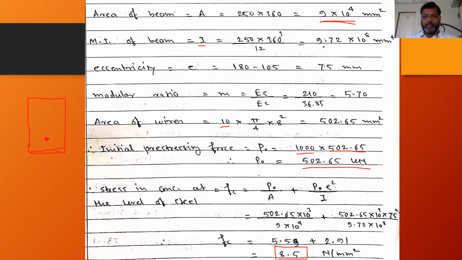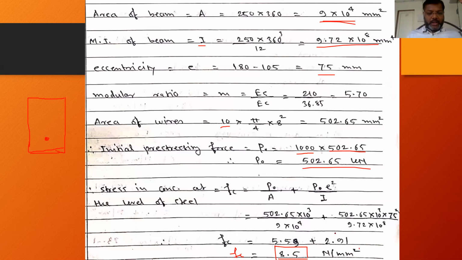Value of moment of inertia is also calculated. So put all these values in this equation so that we'll be able to find out the value of Fc. Okay, so this Fc comes to 8.5 Newton per mm square. Fc is the stress in concrete at the level of steel.